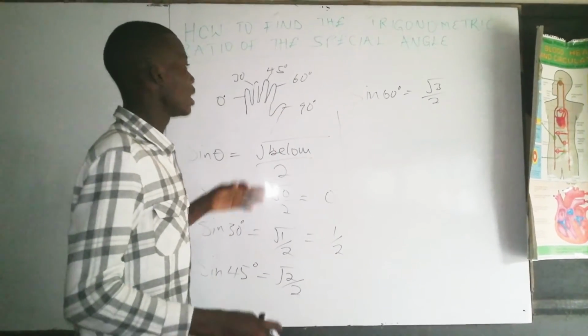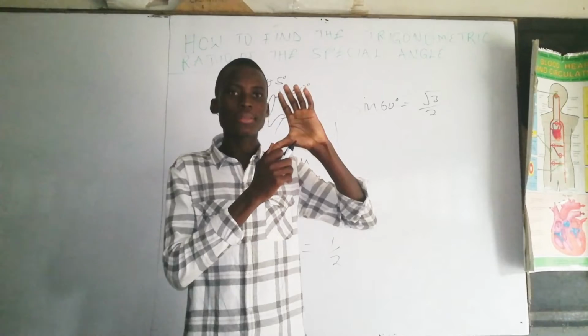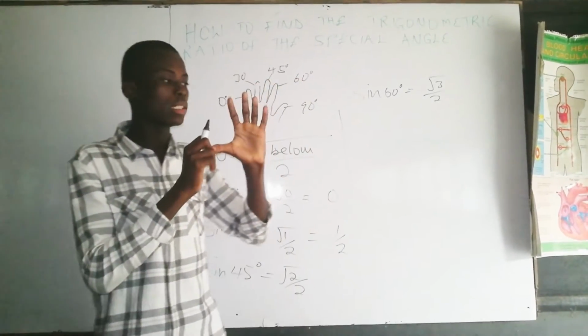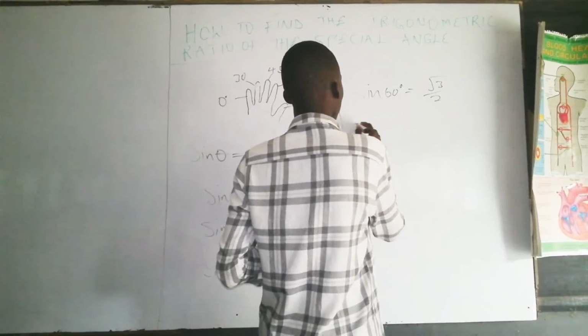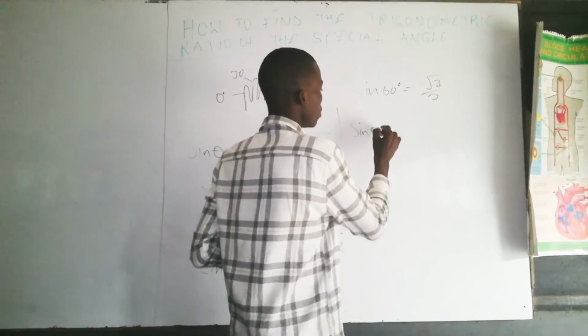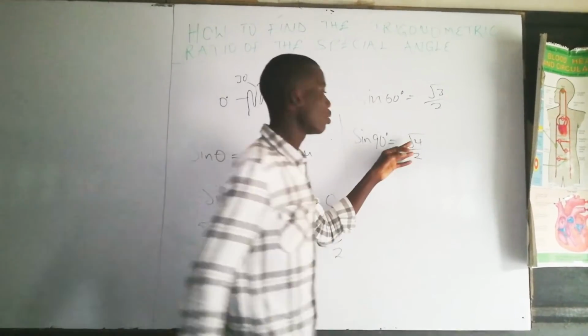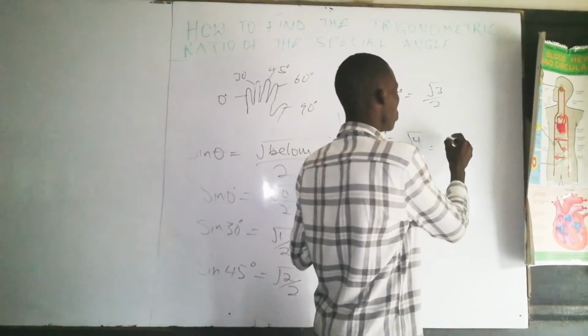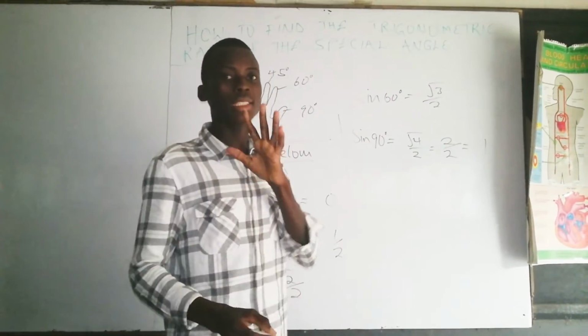Then we come to sine 90. You mark this finger 90. So that's 1, 2, 3, 4. So root 4 over 2. Our sine 90 will be root 4 over 2, and root 4 gives us 2, so this gives us 1. So sine 90 here is 1.